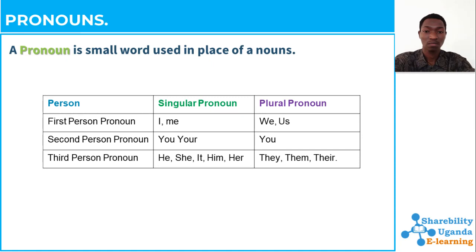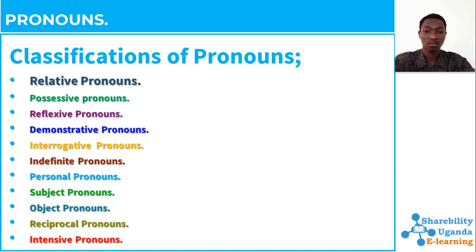Pronouns can be generally classified into three main kinds as listed in the table below. We have different types of pronouns, and pronouns can be classified in different types based on their functions. Listed below are the various types of pronouns. We have relative pronouns, possessive pronouns, reflexive pronouns, demonstrative pronouns, interrogative pronouns, indefinite pronouns, personal pronouns, subject pronouns, object pronouns, reciprocal pronouns, and intensive pronouns.